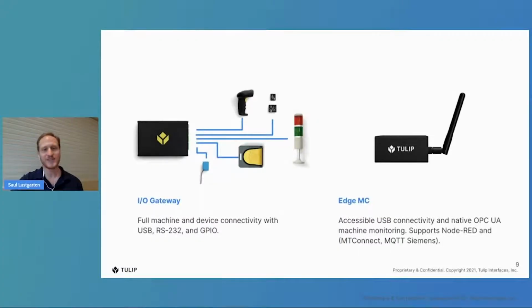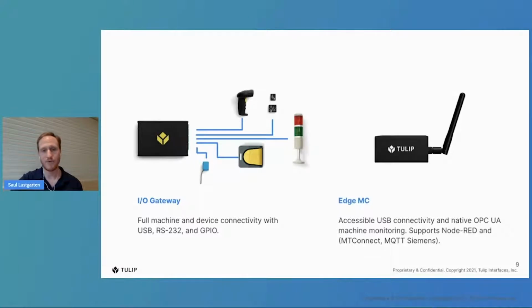On this slide, you can see the IO Gateway, which is one of our proprietary hardware devices, which you can use to connect your devices, machines, and so on into Tulip. We're hardware agnostic, so you don't have to use the Tulip Gateway, but it is something we offer. And you can also see the Edge MC, which is a newer, cheaper, faster, smaller edge device that you can use to connect, again, with your machines or with certain devices.